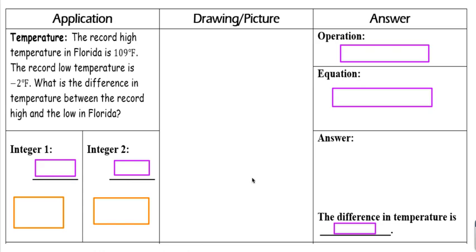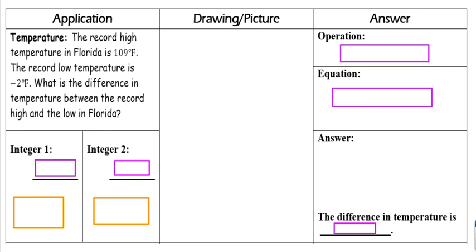So please make sure you have this handout in front of you, and we will review the first problem, which is about temperature. It says the record high temperature in Florida is 109 degrees Fahrenheit. The record low temperature is -2 degrees Fahrenheit. What is the difference in temperature between the record high and the record low in Florida?